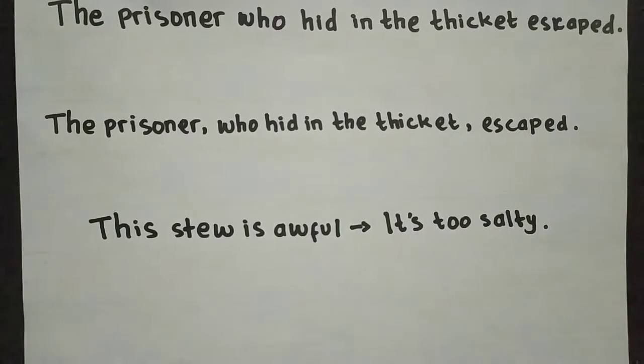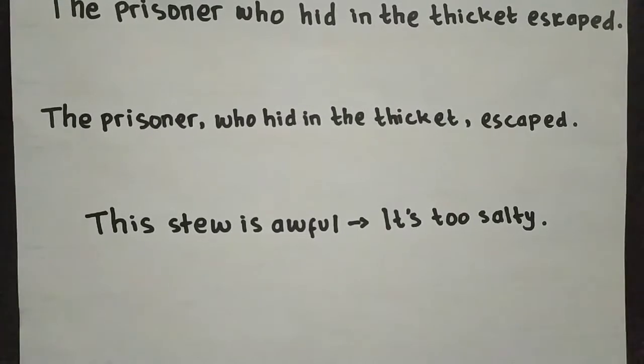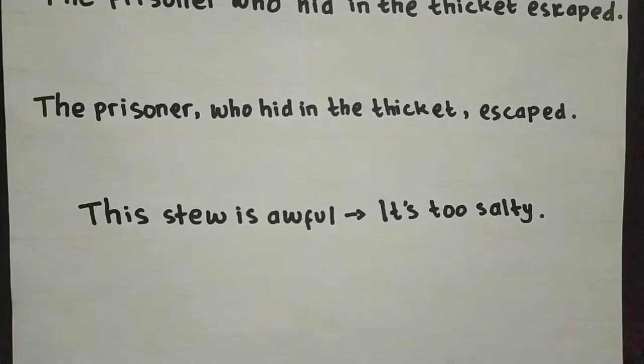Expansion links clauses by providing additional information. It involves three types of relationships. The first is elaboration, the second is extension, and the third is enhancement. The first one is elaboration. Elaboration is when one clause expands another by elaborating on it. For example, this stew is awful. It means it's too salty.